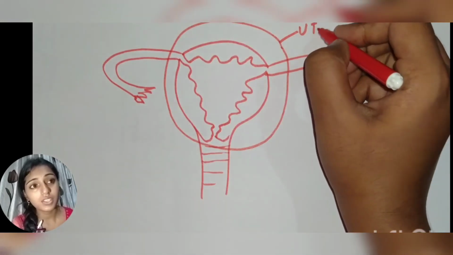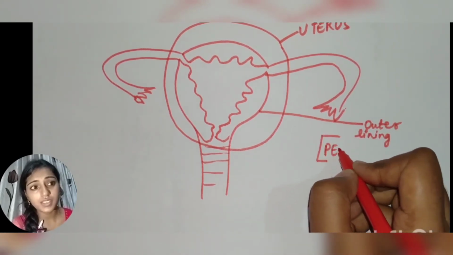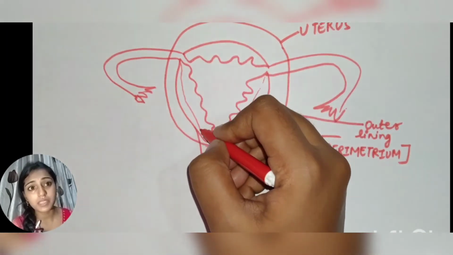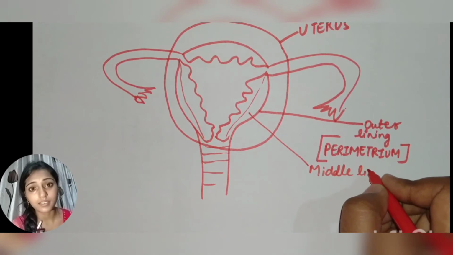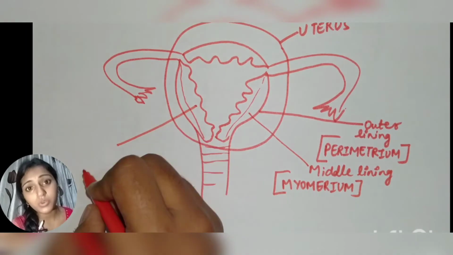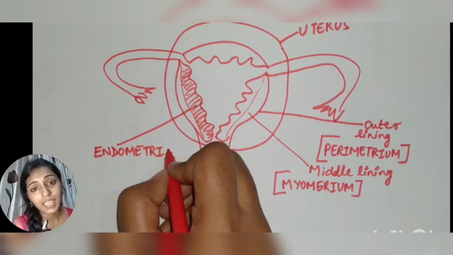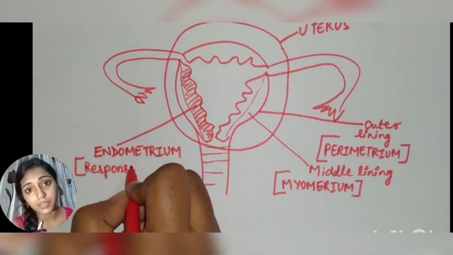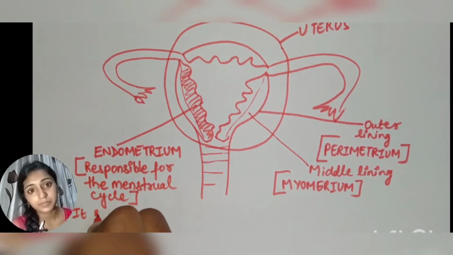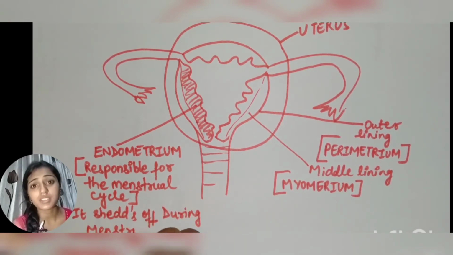Okay, this is the uterus. The outer lining of the uterus is known as the perimetrium, and this middle lining is known as the myometrium. The innermost lining is called the endometrium. This endometrium is responsible for the menstrual cycles in the female body. It sheds off during menstruation, so the menstrual cycle occurs.